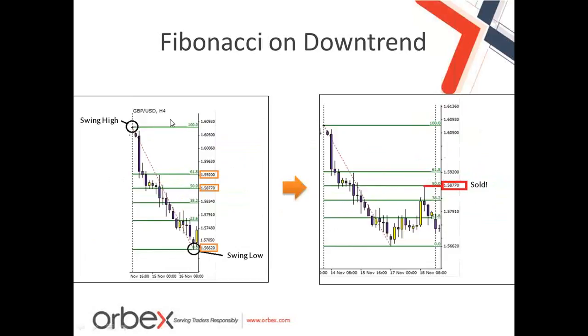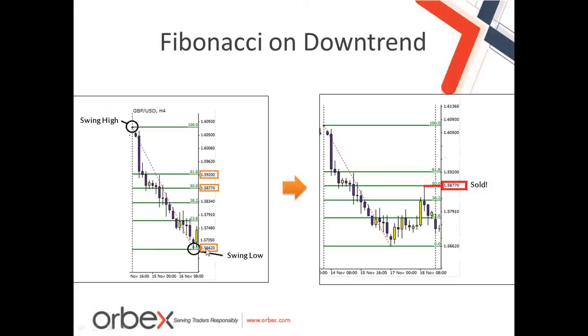Okay, so this is the pound-dollar 4-hour chart. We noticed that in November, I assume this must be somewhere in 2010 as well, because that is when I wrote the book that I actually copied the pictures from for this slide. In 2010, the market hit a swing high over here, and the market started to go down, very bearish, up to 1.56620, which is a swing low.